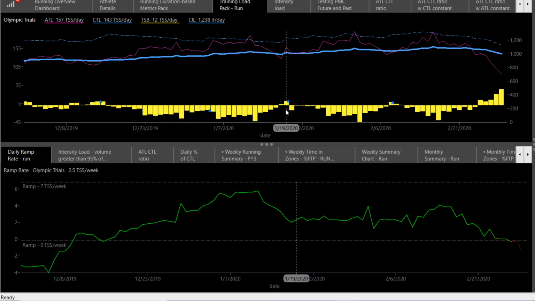So if you have something between -5 and +10, or better yet, -5 to +5 on the TSB, and your ramp rate doesn't get all the way down to 0, that's a B-race taper. That's pretty good. You might consider this a C-race taper.